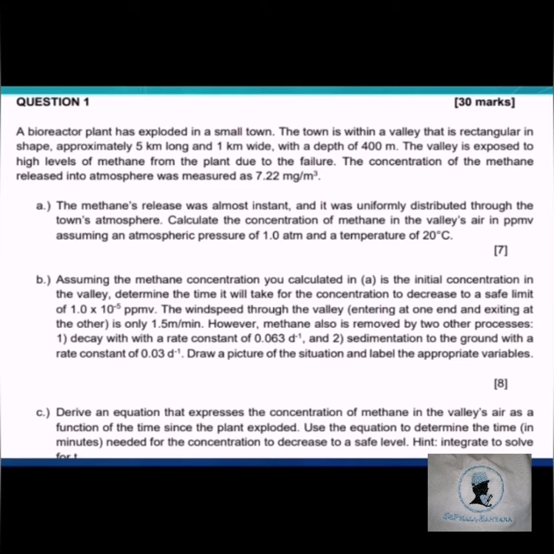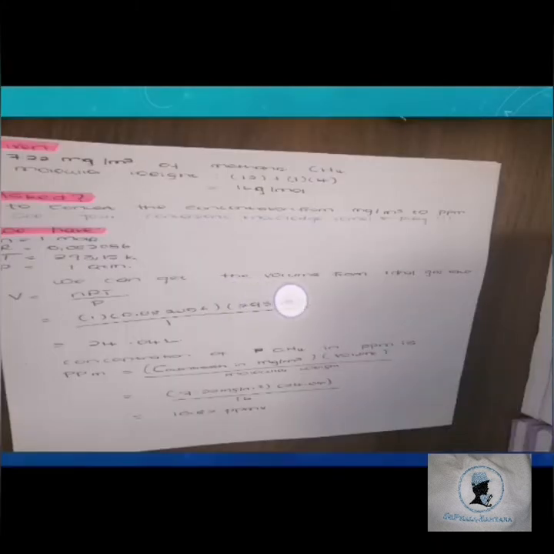But already we do have the concentration of methane in the atmosphere of this valley. So guys, this is how we do it. From here, we have this concentration, but they want it in ppmv. This question is simply asking you to convert from milligrams per meter cubed to ppmv. So we have the concentration in that, and then we can get the molecular weight. We have the R, which is a constant, we have the number of moles, we have the temperature, and we have the atmospheric pressure.